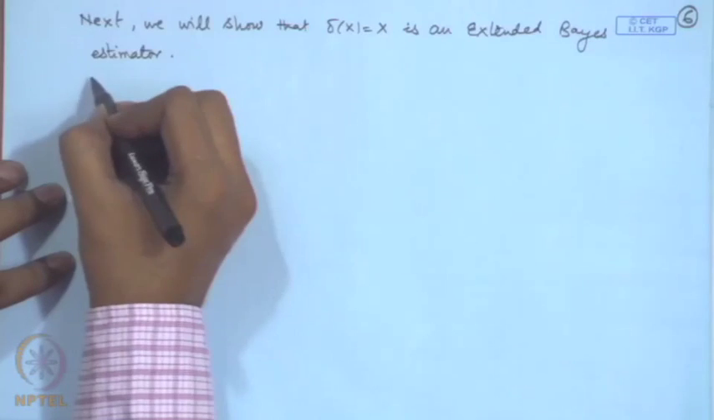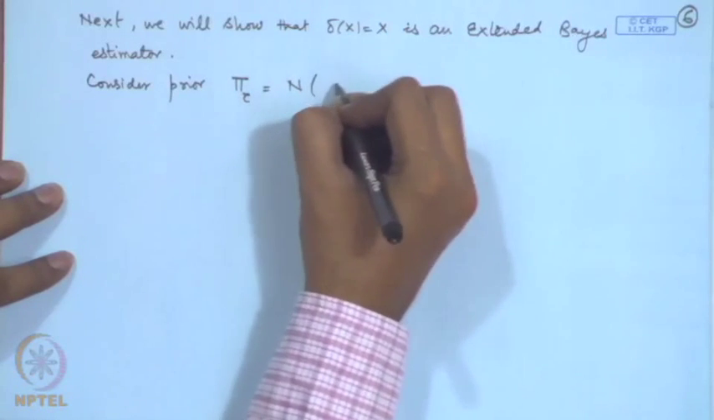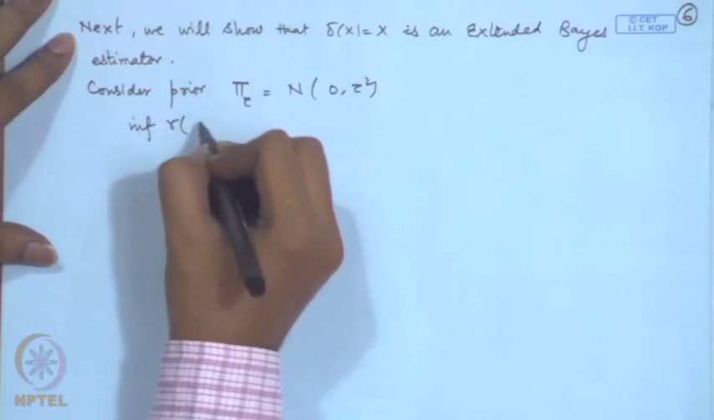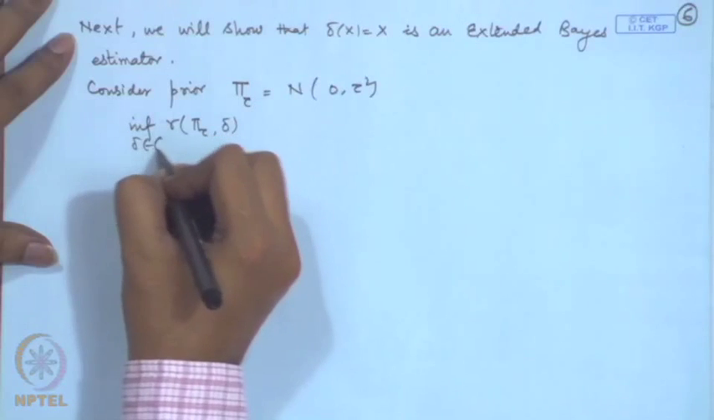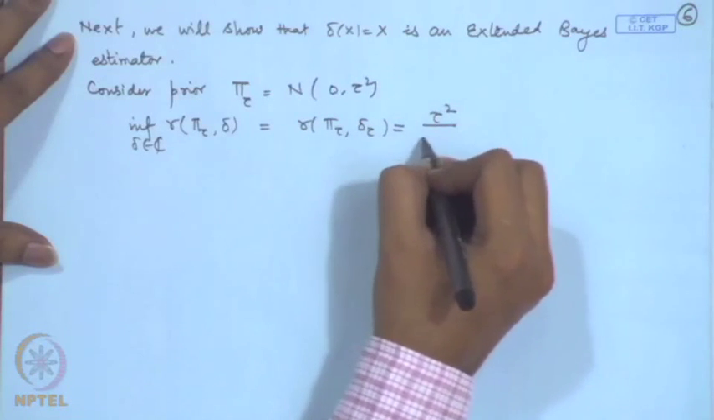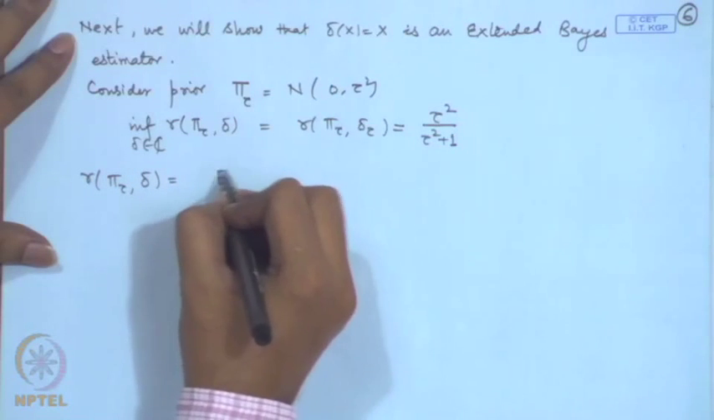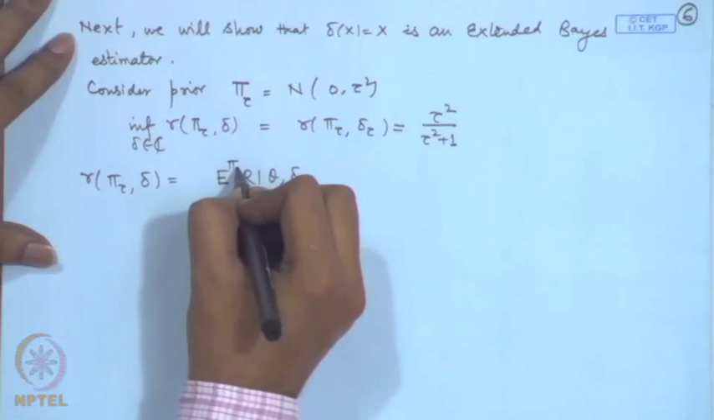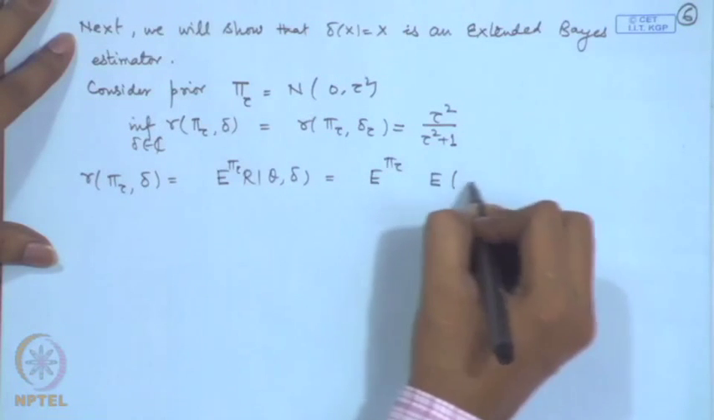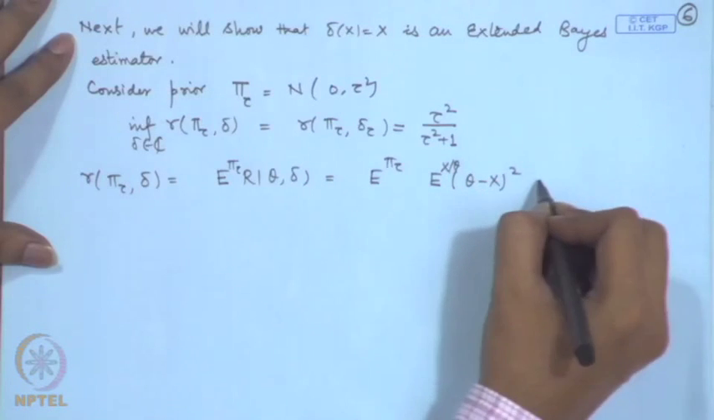So, consider the prior pi tau as normal 0, tau square, and with respect to this, the infimum Bayes risk over all estimators is nothing but the Bayes risk of the Bayes estimator, which we have calculated as tau square by tau square plus 1. Let us also look at the Bayes risk of delta, that is nothing but the expectation of r(theta, delta) with respect to pi tau. But this quantity r(theta, delta) is nothing but the expectation of (theta minus x) square with respect to the distribution of x, but this is nothing but the variance of x, that is 1. So, it is equal to 1.